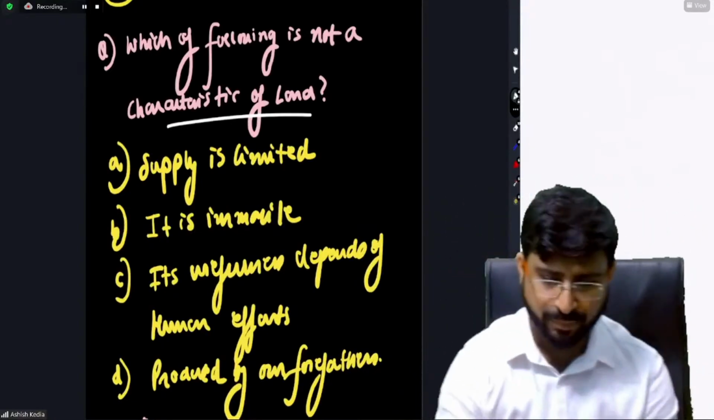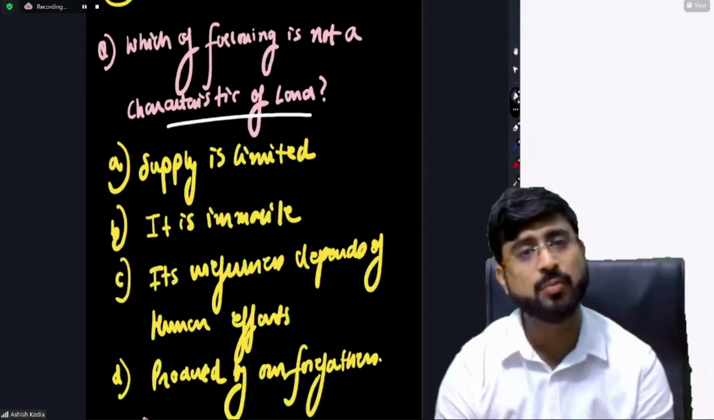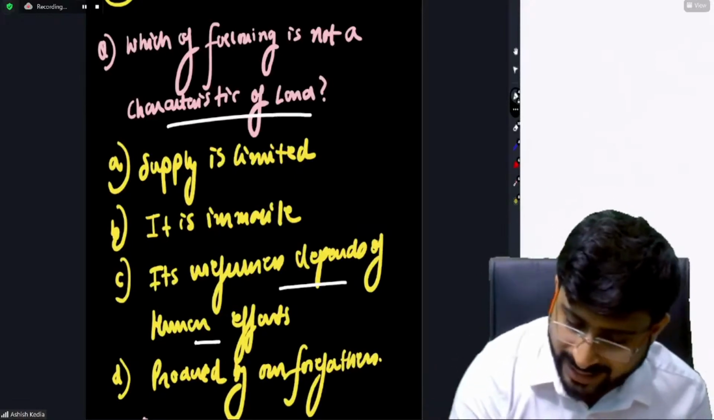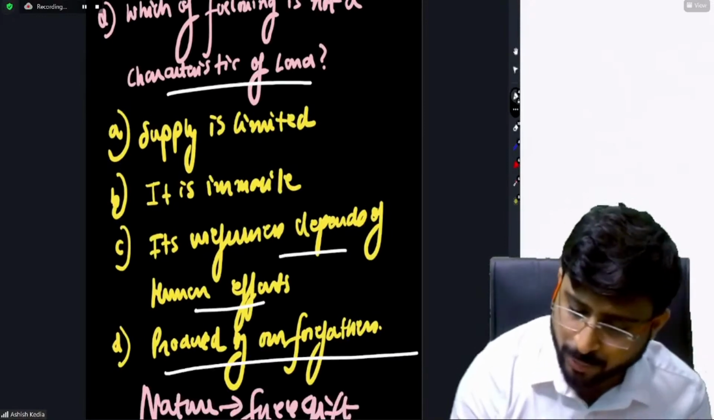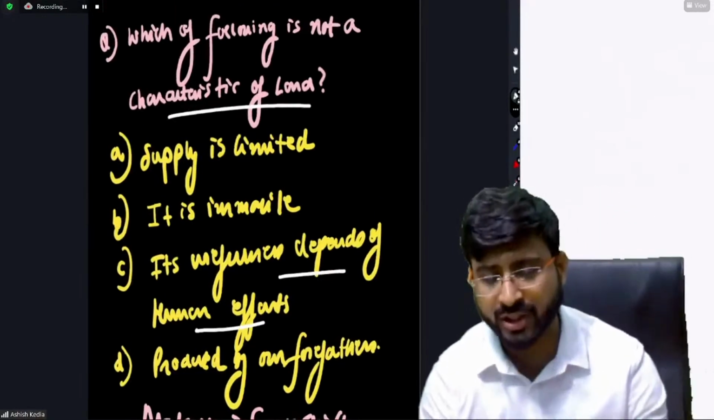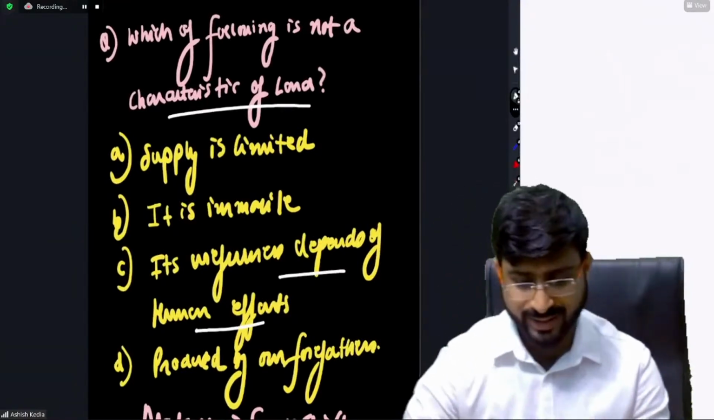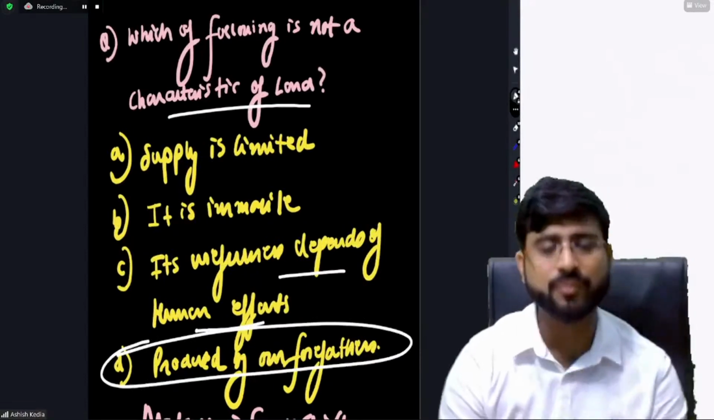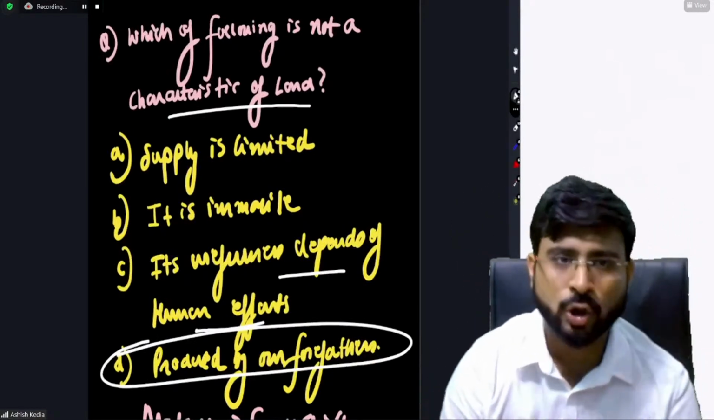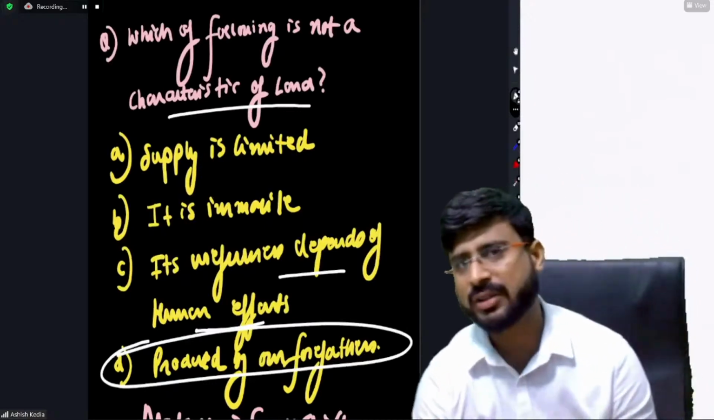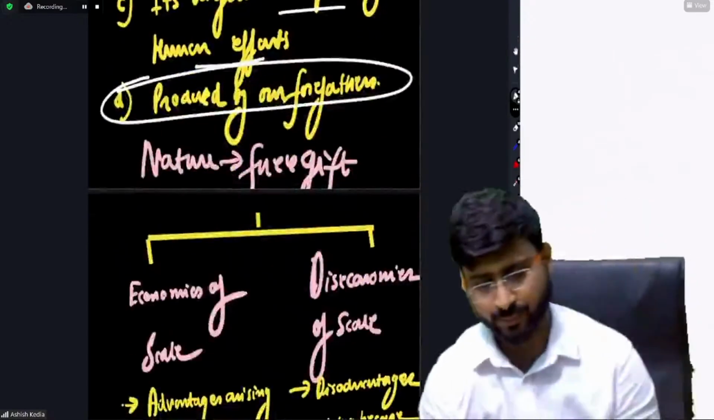Option 1, supply of land is limited. Land is immobile, that is, it doesn't move. Land's usefulness depends on human efforts. Or, land is produced by our forefathers. Which do you think is not a characteristic of land? Yes, produced by our forefathers. Because obviously, land is a free gift of nature to us. Earth has gifted us land. Nobody has manufactured land. Obviously, it is wrong to say so. Sir, we understand that.